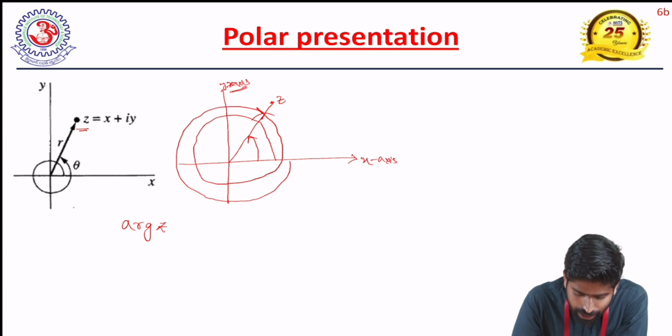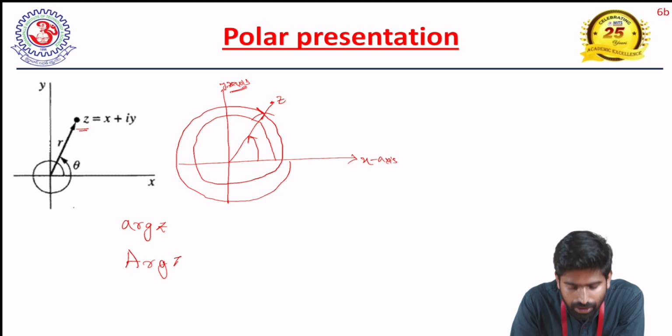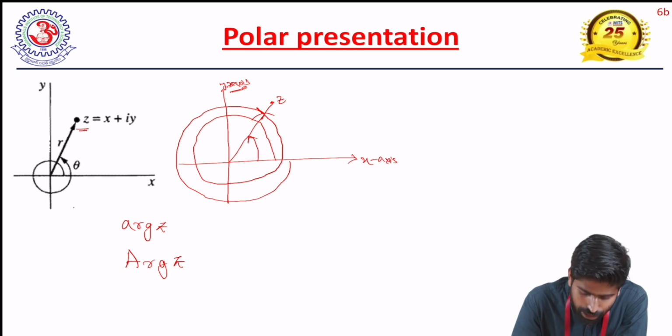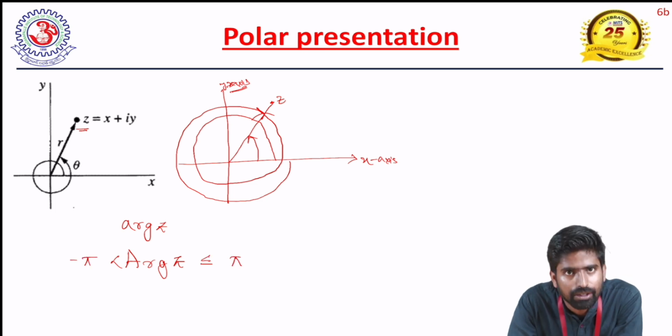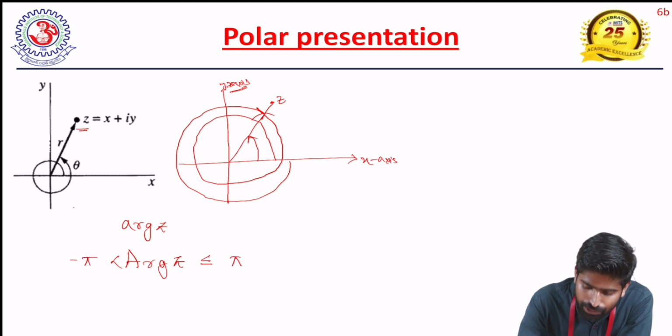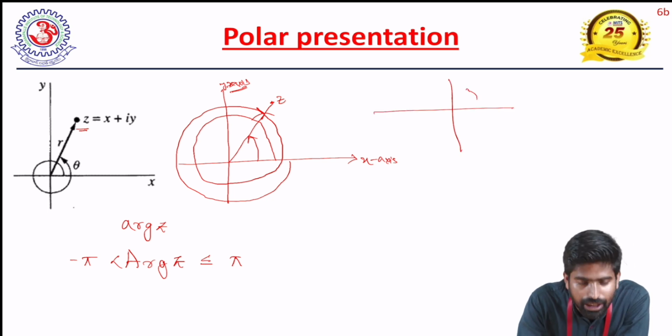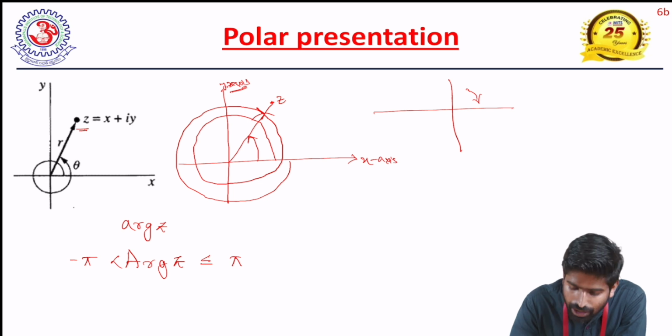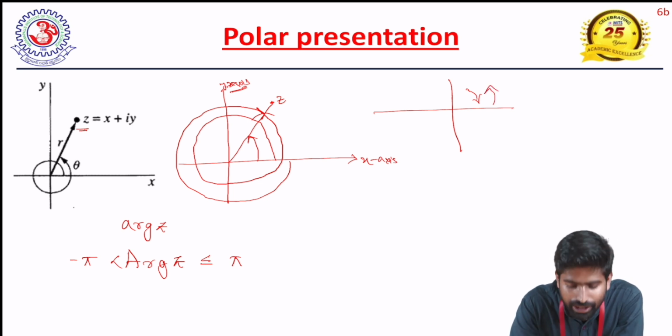Then the other condition we discussed is the principal argument of z. The principal argument is also one kind of argument, but the only condition is that it has to be greater than minus pi and less than or equal to pi. These are the only two conditions. If you go in this direction, that is called the clockwise direction, and if you move in the other direction, that is called the anti-clockwise direction, correct?